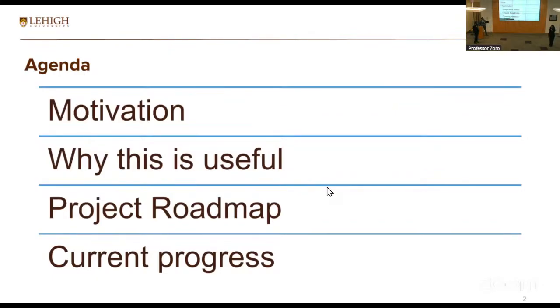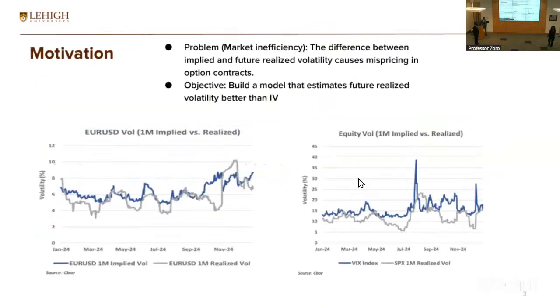All right. On the agenda today, we have motivation, why this is useful, our project roadmap, and current progress. So, you might ask yourself, what is realized volatility versus implied volatility? Realized volatility is essentially backward looking, and implied volatility is forward looking. And the motivation behind our project is the difference between implied volatility and realized volatility creates mispricing in options.